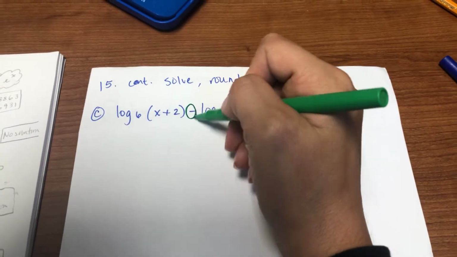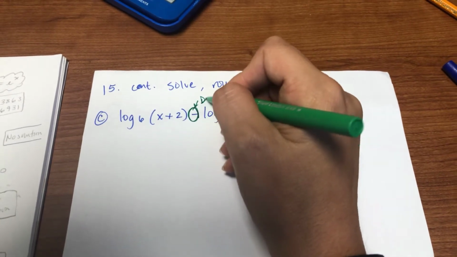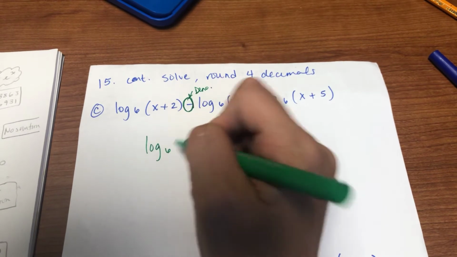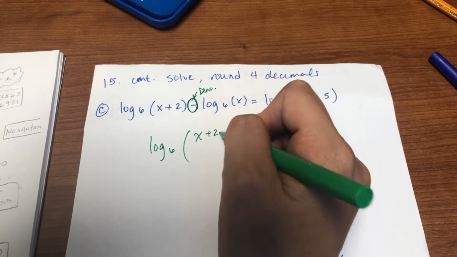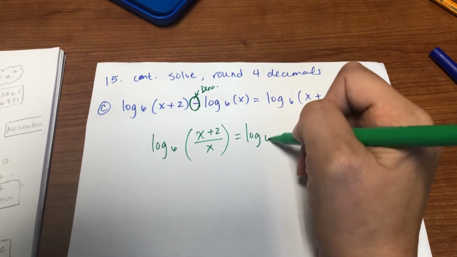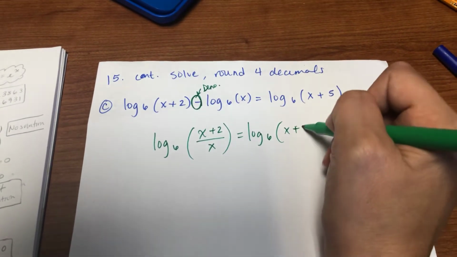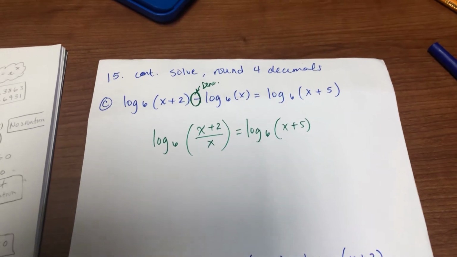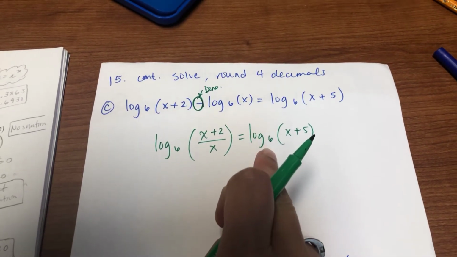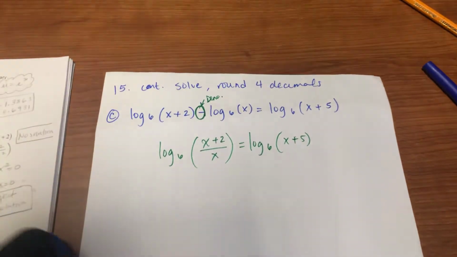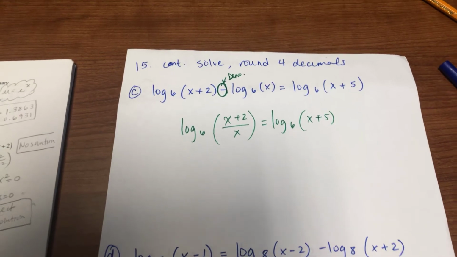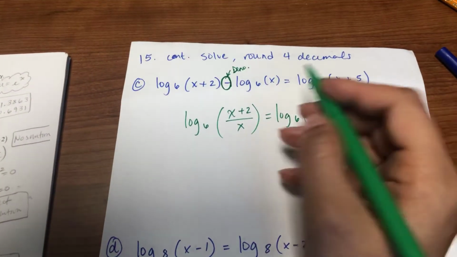Remember, in the land of condense, a minus was code for a denominator. And so this is going to essentially be log base 6. Now it's going to be log base 6 of (x plus 2) over x equals log base 6 of (x plus 5). So this one works out where now we have a log base 6 equal to a log base 6, and now we can utilize that one-to-one property, which is very, very helpful. And so now we can just set our insides equal to each other.